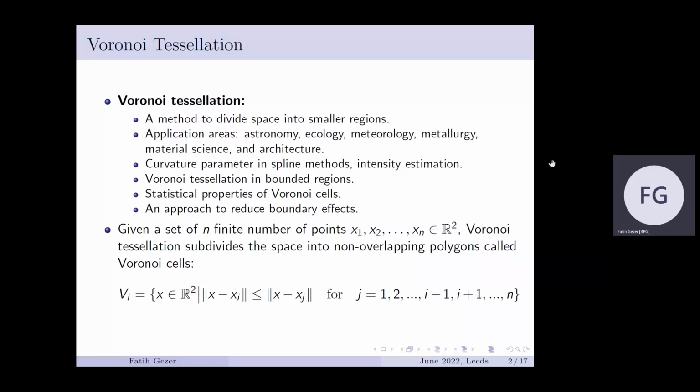So in my thesis, I was interested in working on Voronoi tessellation in two-dimensional bounded regions. I investigated the statistical properties of the Voronoi cells, and these properties are the areas, the perimeter, and the number of edges of the Voronoi cells, which I'm going to show you in the next slide. And we investigate the boundary effects on the Voronoi cells, and we are proposing a method that can reduce the boundary effects.